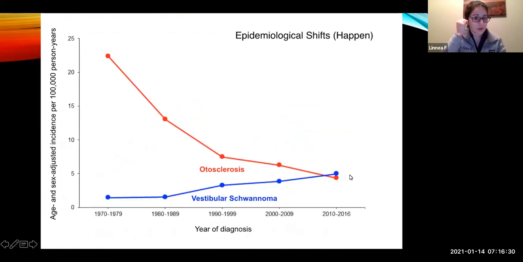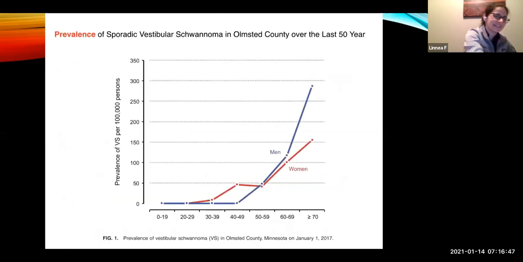Maybe the incidence of vestibular schwannoma is going up, just as otosclerosis is somewhat going down. We don't really see as much surgery for otosclerosis anymore, when they used to be doing tons and tons of them. But maybe we'll be seeing more surgery for vestibular schwannoma, which can be very exciting for all of us, especially me. Here's a prevalence look.